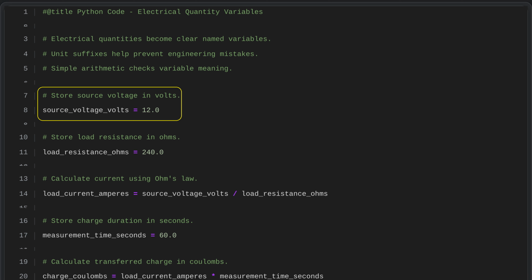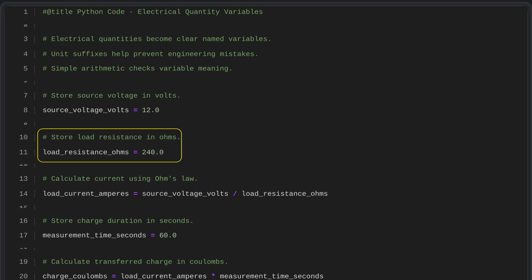Define a clearly named variable for the source voltage and set it to 12 volts. Using a descriptive name that includes the unit makes the code easier to understand and helps prevent calculation errors later. Set the load resistance to 240 ohms so it can be used in later current and power calculations. Including the unit in the variable name makes the value clear and helps prevent engineering mistakes.